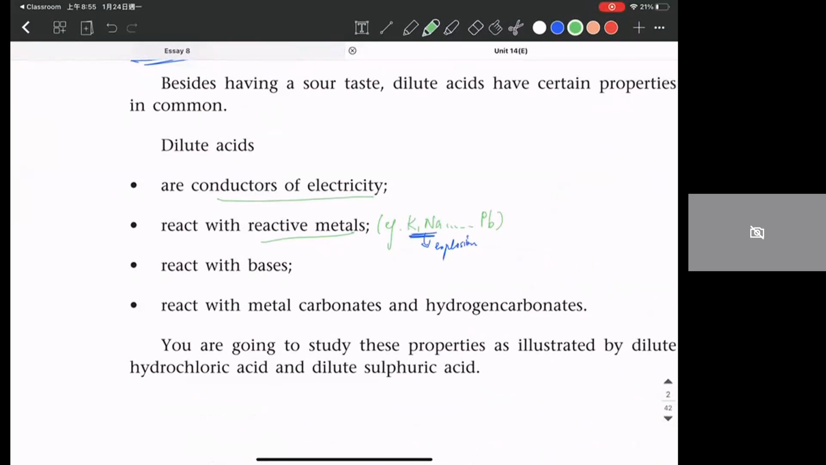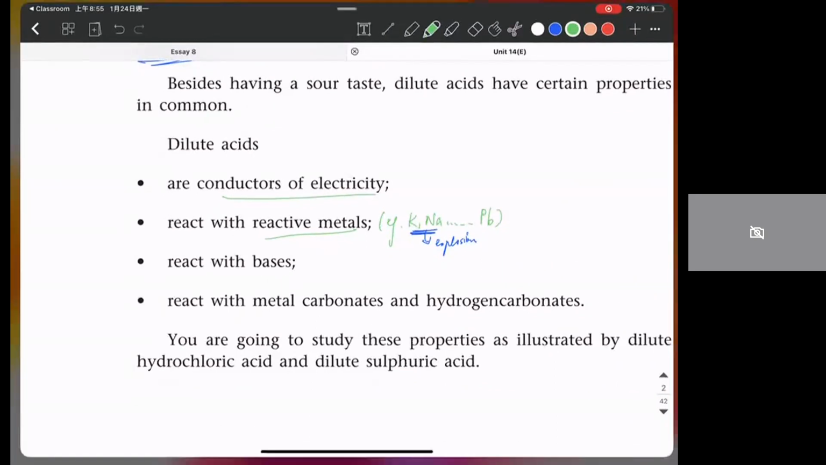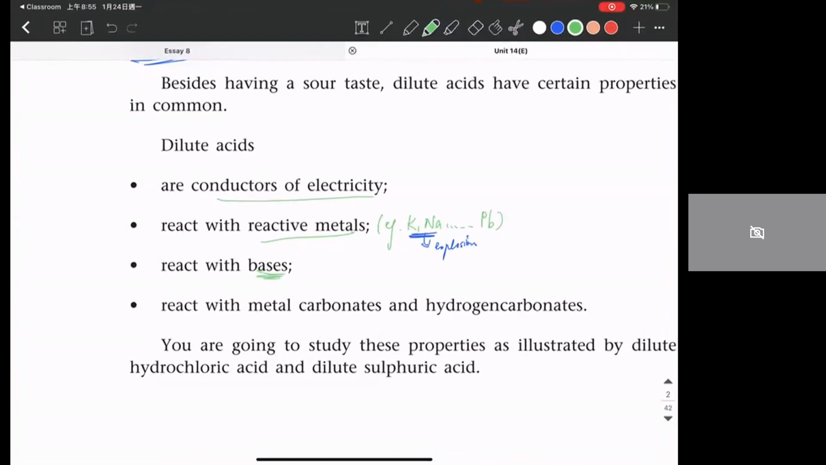How about reacting with bases? What is meant by base? A base is a material which reacts with acid to form salt and water as the only products. So we will call that a base, 鹽基.